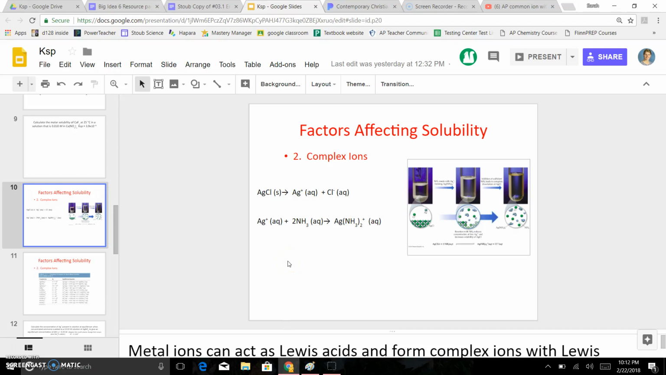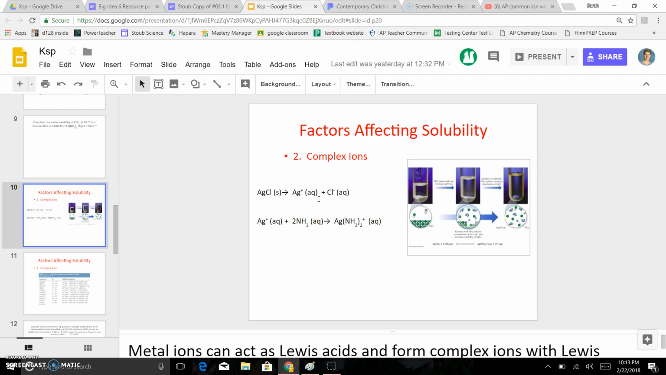Hi there, this video is to look at complex ions and how they affect the solubility of any soluble salt. In other words, we're going to do some math with it. So complex ions are really just that, complex ions. Take a look at silver chloride. We know that it's partially soluble. It's got a very low Ksp, so not much dissolves. We usually call it insoluble.